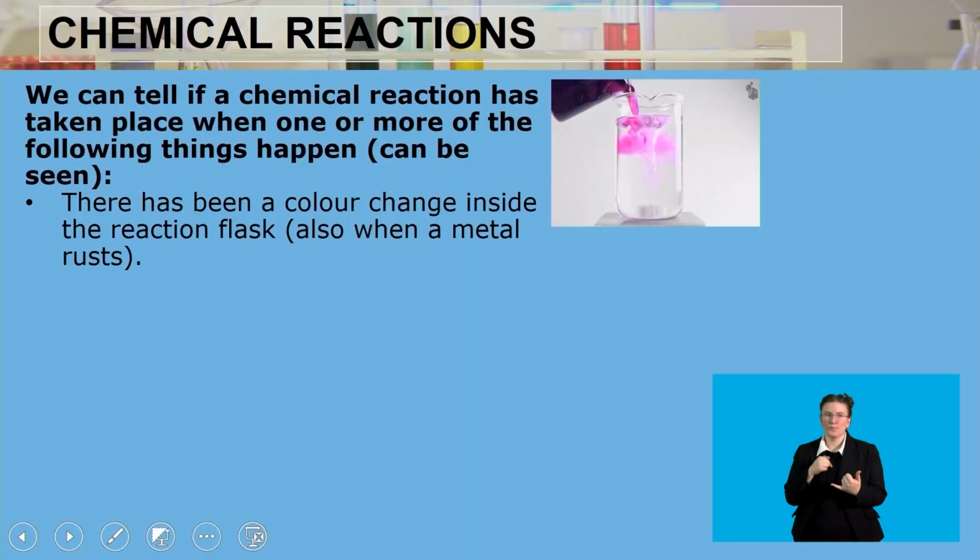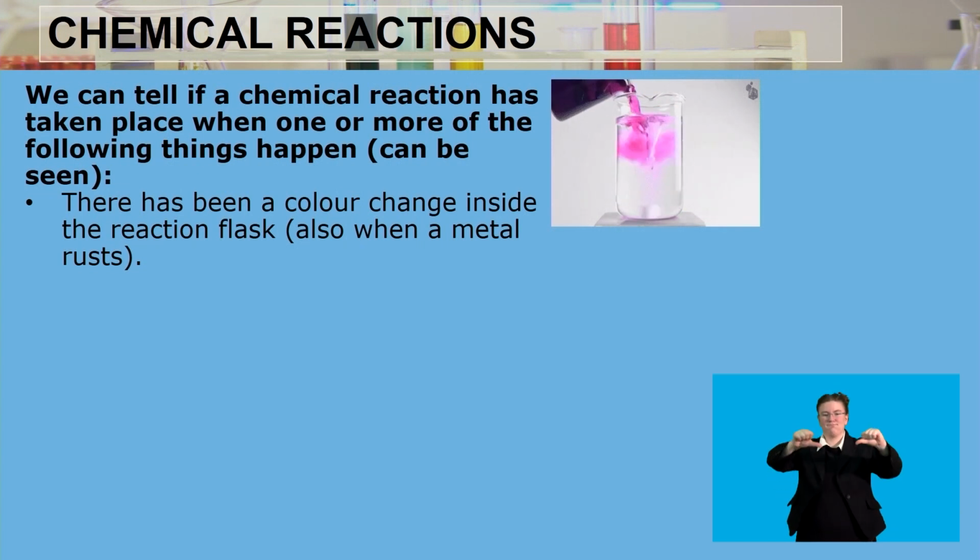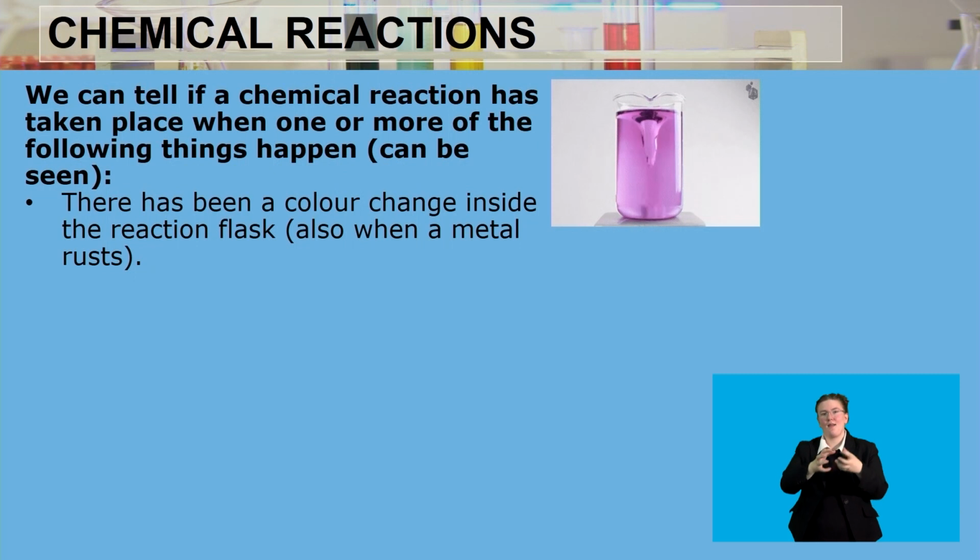Now, how do we then tell that a chemical reaction has taken place? We know how to model the reaction. Now, how can we tell if this reaction has indeed taken place? Number one, there needs to be a color change inside the reaction flask. Whenever we're mixing the two substances, the reactants in a flask, there's going to be a color change. So when there's a color change, we can say that a chemical reaction has taken place.